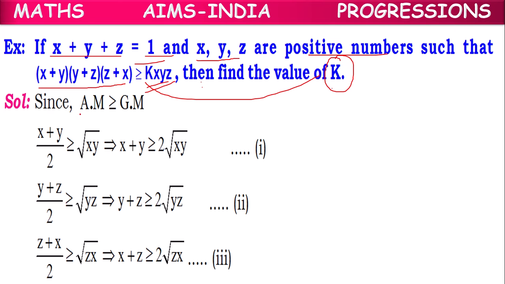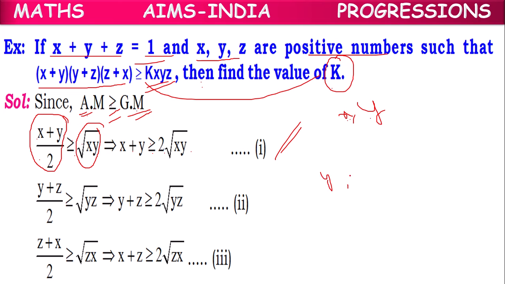So we know that arithmetic mean is always greater than or equal to geometric mean. If you take 2 values x comma y, their arithmetic mean is (x plus y) by 2. Their geometric mean is root of xy. But arithmetic mean is always greater than or equal to geometric mean. So, (x plus y) by 2 is greater than or equal to root xy. Or this 2 comes this side, x plus y is greater than or equal to 2 root xy. We will get one equation.